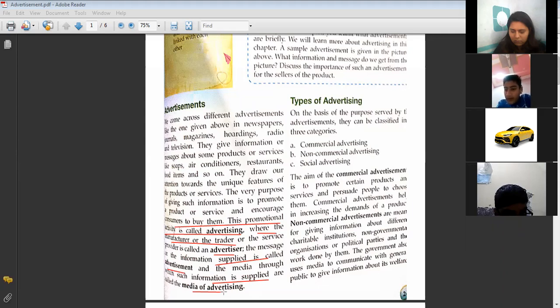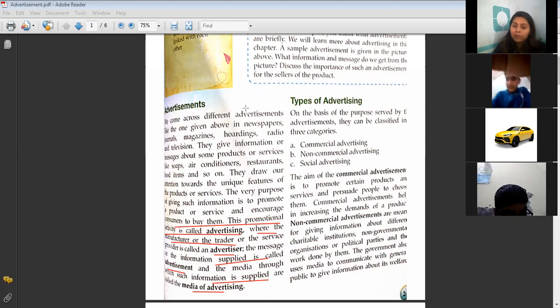Non-commercial advertisements are meant for giving information about different charitable institutions, non-governmental organizations, or political parties and the work done by them. The government also uses media to communicate with the general public to give information about its welfare schemes and policies. The purpose of such advertisements is to spread awareness about social issues such as precautions to prevent certain diseases, safety rules to be followed, etc. This is known as social advertising. Okay, thank you so much.